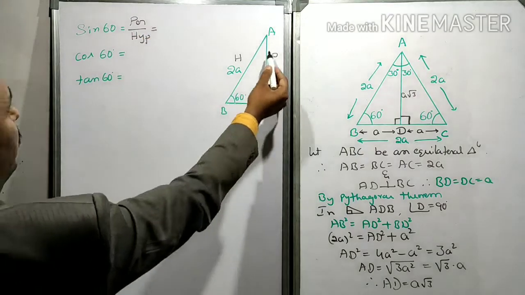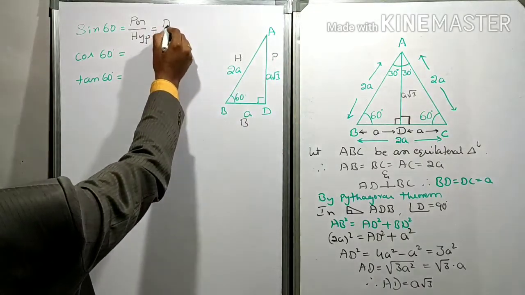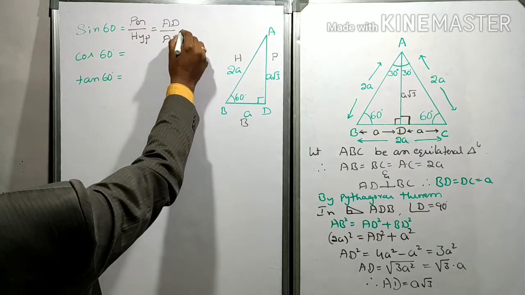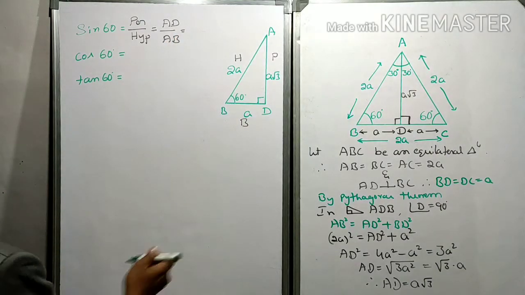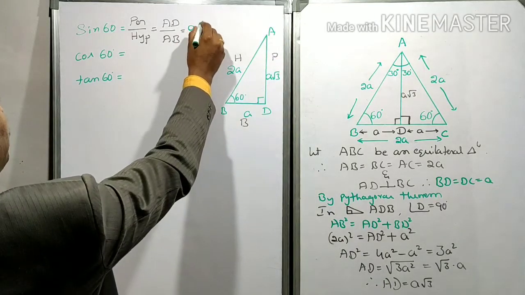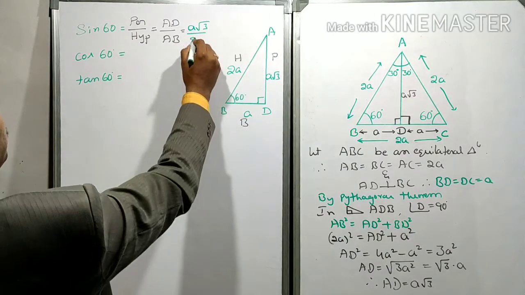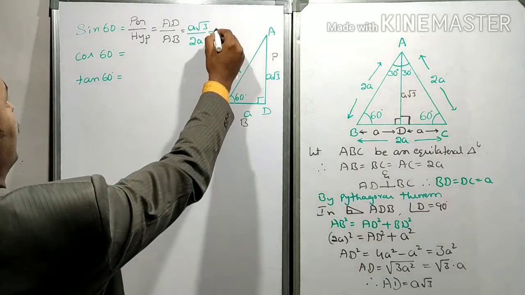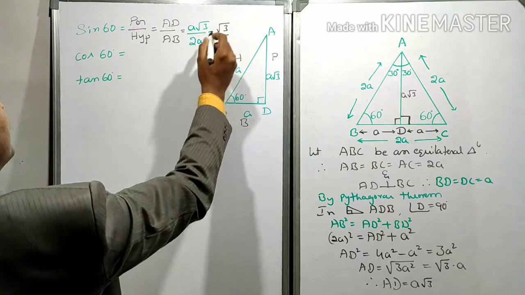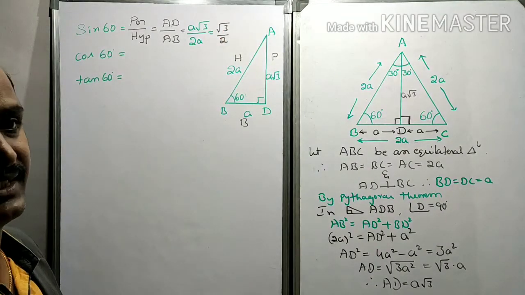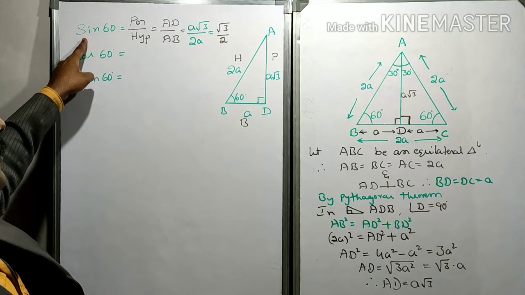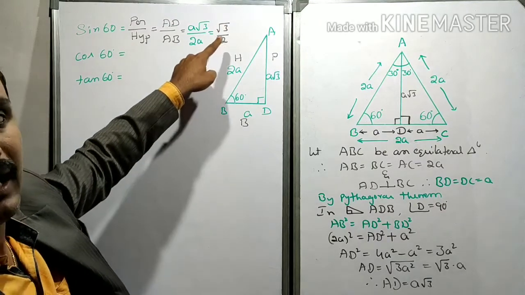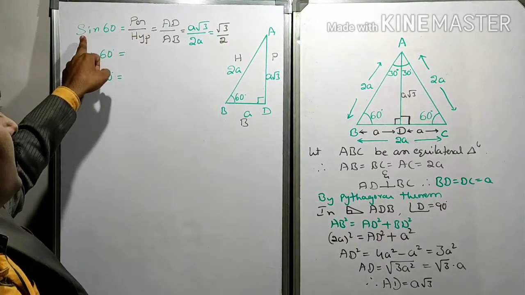Now here the perpendicular length is AD, upon the hypotenuse length AB. I will substitute the length values. AD length is A root 3, upon AB length 2A. See, the A and A cancel, and finally root 3 upon 2 is the value of sine 60 degrees. The standard angle value of sine 60 degrees is equal to root 3 by 2.